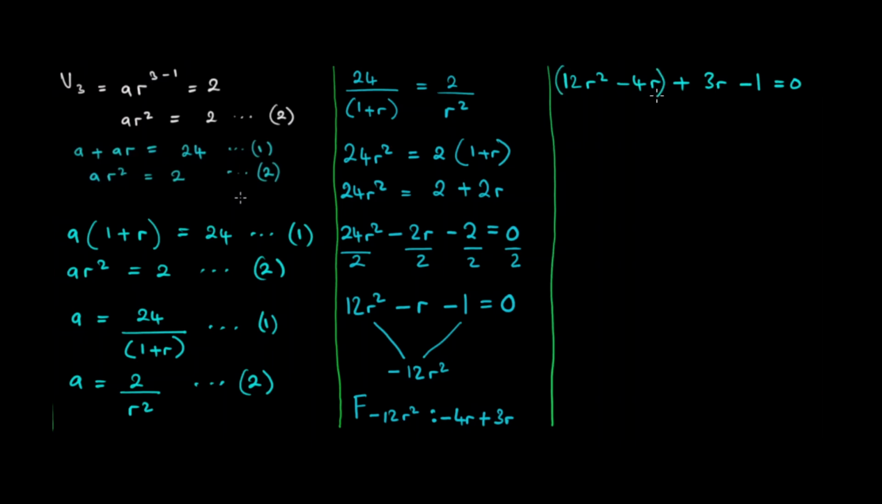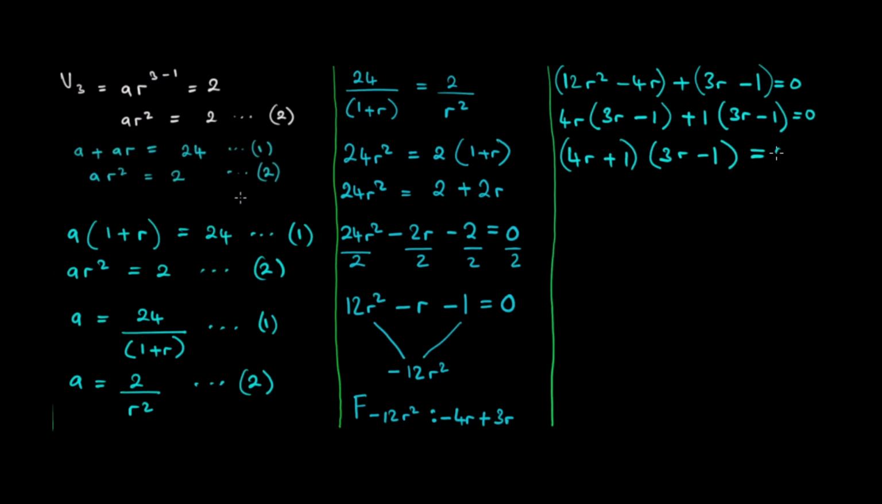Then we group using brackets like this. What do we factor out from the first bracket? We factor out 4r. So it is 4r times 3r, which gives 12r squared, and it is 4r times minus 1, which gives minus 4r. Then from the second bracket, we factor out 1. So plus 1 times 3r minus 1. This is equal to 0. To mean, we take 4r plus 1, and we take the terms outside and form a bracket, 3r minus 1. This is equal to 0.